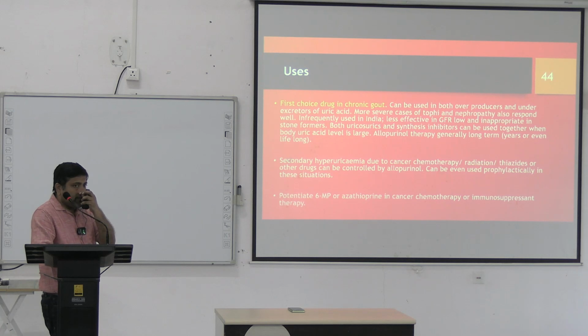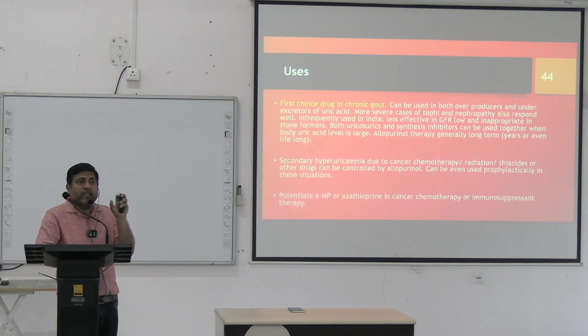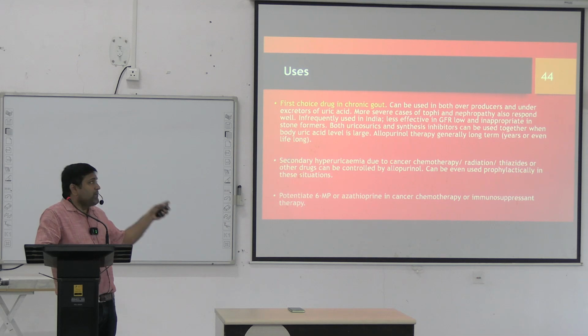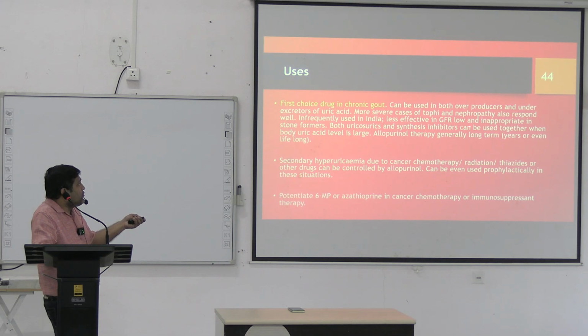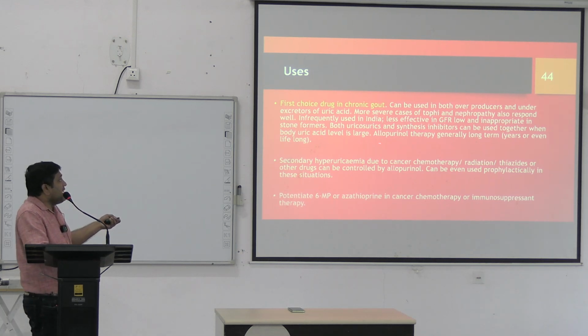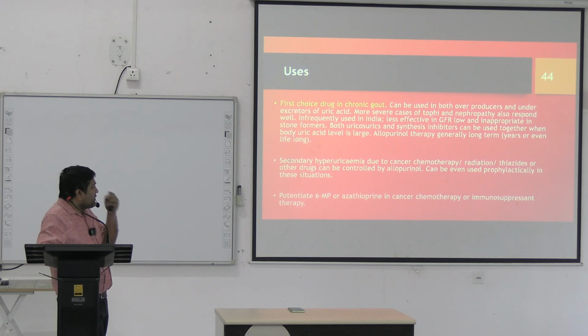In renal stone patients, probenecid cannot be used because more renal stones can be precipitated, but allopurinol can be used here. Probenecid is infrequently used in India, less effective in low GFR and inappropriate in stone formers. Both uricosurics and synthesis inhibitors can be used together when body uric acid level is very large. Allopurinol therapy generally is used long term.